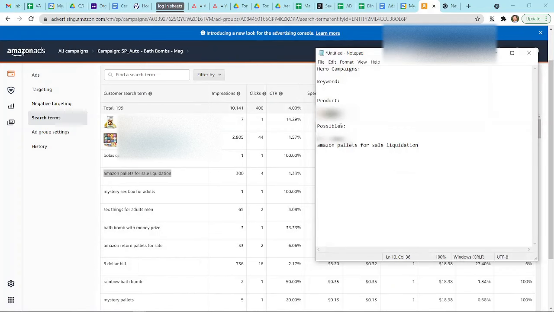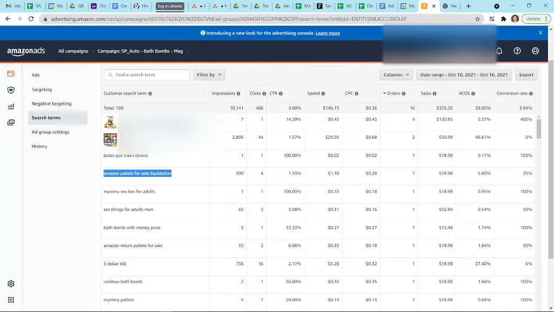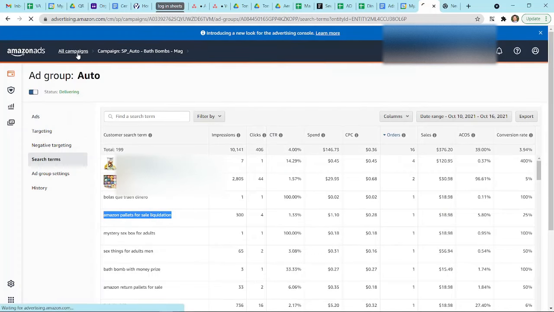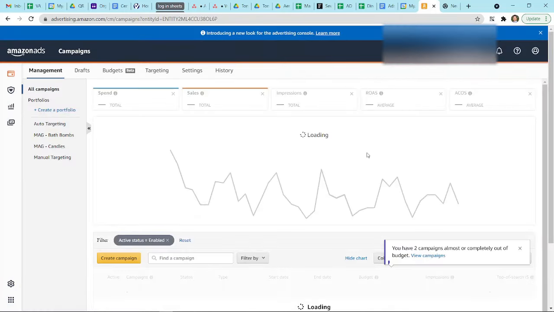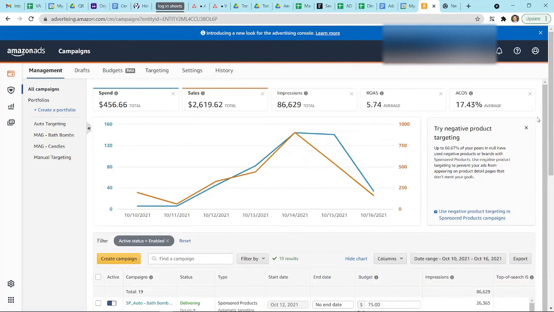We'll call that a possible for now. Alright, so I'll come back out and I'll go to just, so you would do that all the way down and just identify places where you might possibly want to either increase targets.